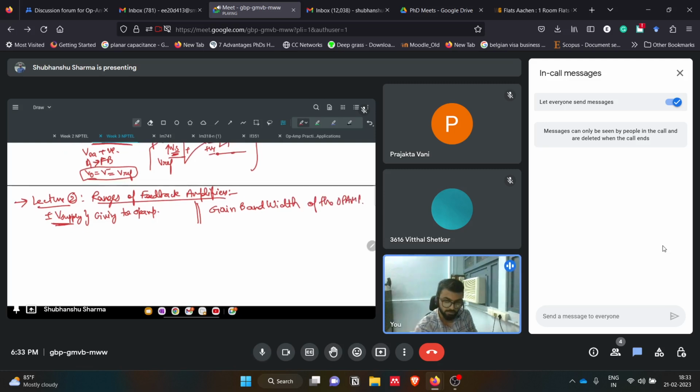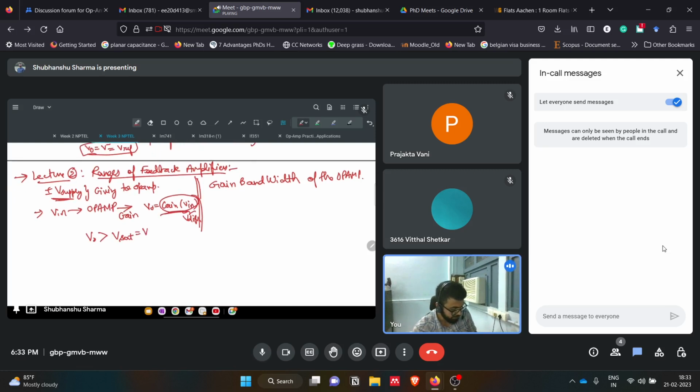So we have seen two experiments in which we gave some input. The input was given to the op amp, and the op amp gave an output, and there was some gain. So output was gain into input, where the input is the differential voltage across the op amp. If V naught is greater than V sat, or let's say V supply, then V naught will be equal to V supply.